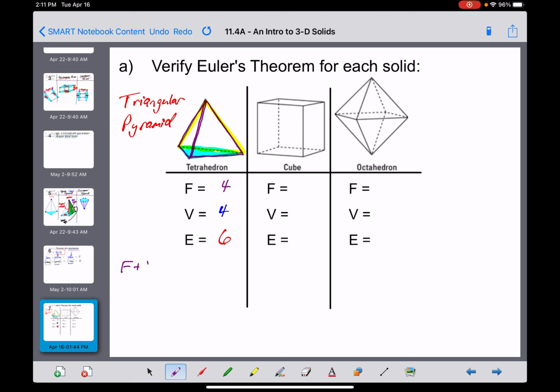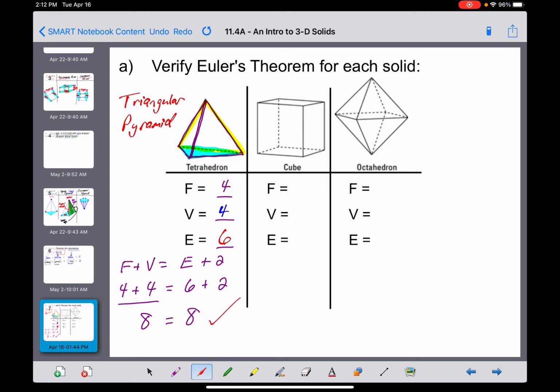Now, Euler's theorem said that F plus V should equal E plus 2. Let me write that down. F plus V should equal E plus 2. Well, in this figure, F was 4, V was 4 as well, E was 6, and we should always add 2 to that. Well, 4 plus 4 is going to get us 8. 6 plus 2 gets us 8 as well. So it works in this first example.